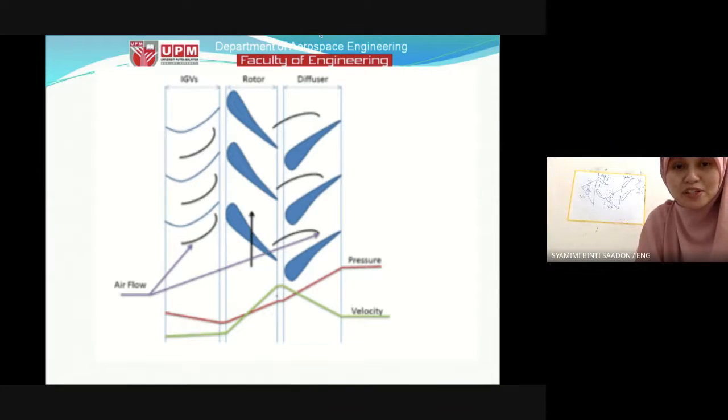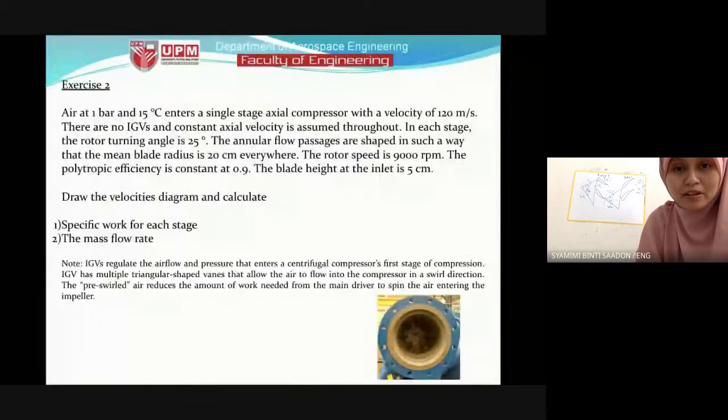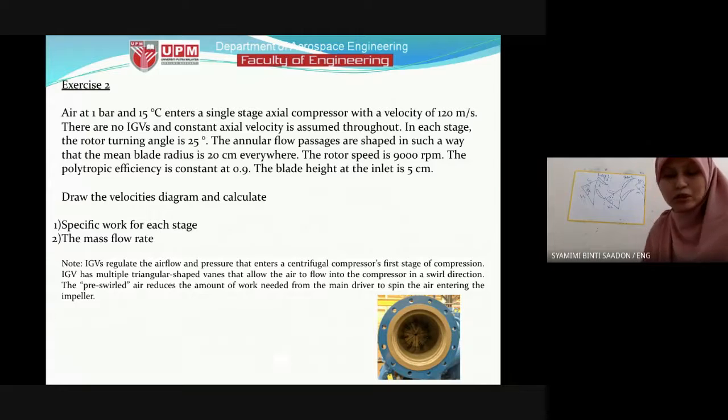So back to the question. Air at 1 bar and 15 degrees Celsius, which is around 288 Kelvin, enters a single stage axial compressor with a velocity of 120 meters per second. So inlet velocity C1 is 120. There is no IGV. IGV is the inlet guide vane.